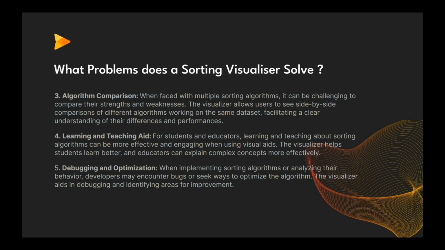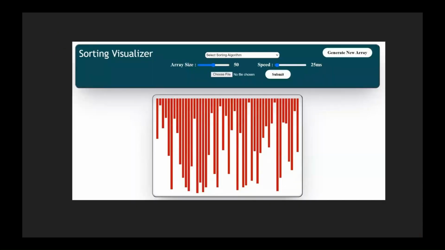Next. So this is our sorting visualizer UI. Jyotika would be continuing from here on.